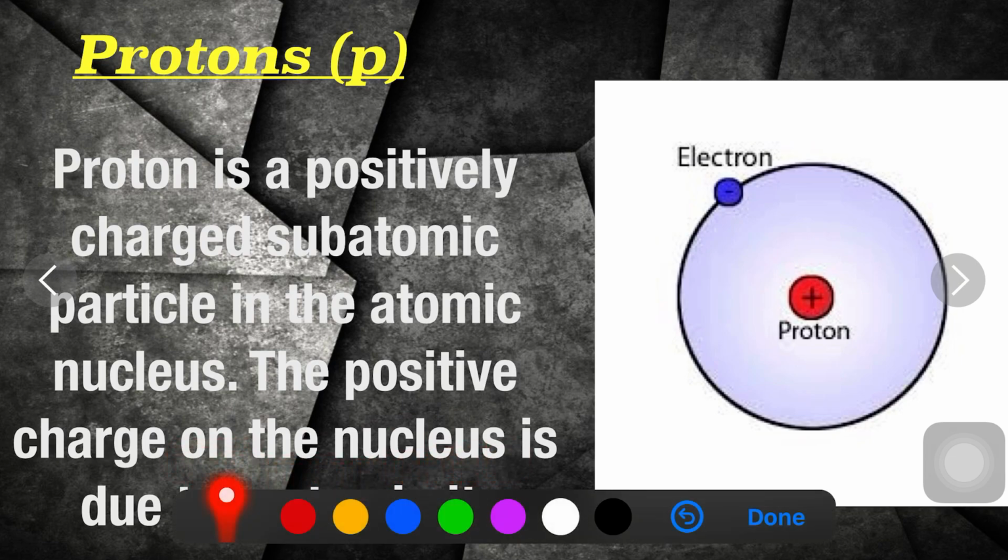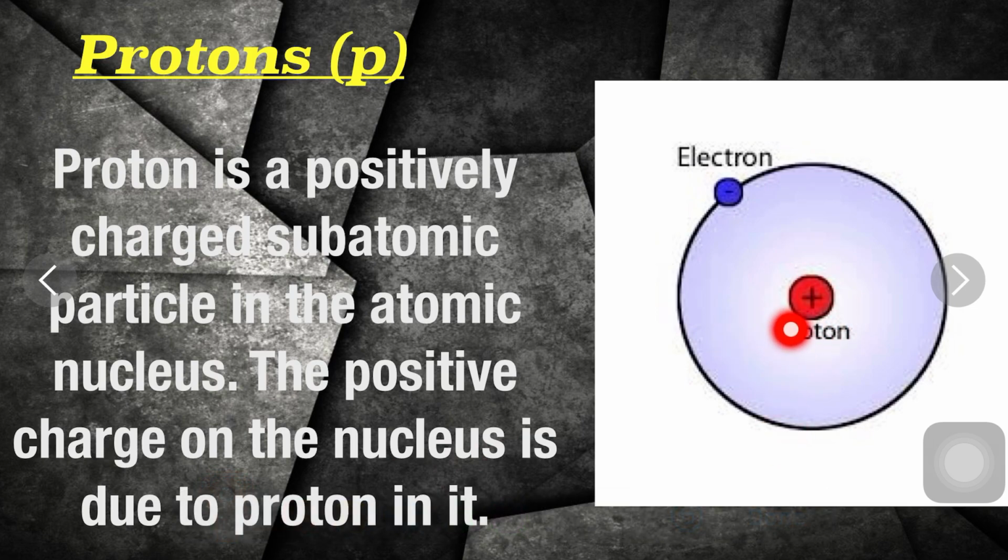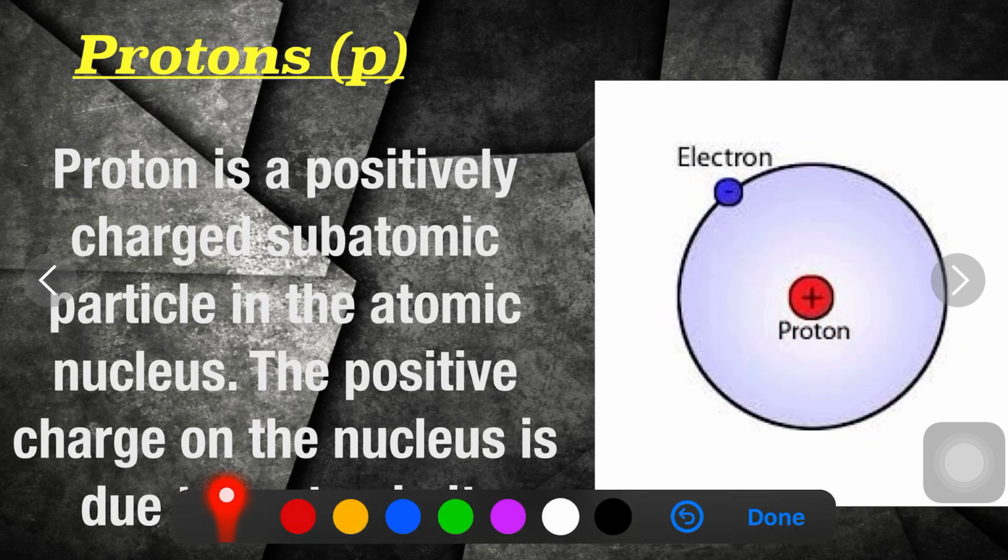Students, once again have a look at this image. As you can see, in the center there is a red colored circle with a positive symbol in between. This is nothing but the proton, which is positively charged, and the positive charge on the nucleus is because of the protons in it.